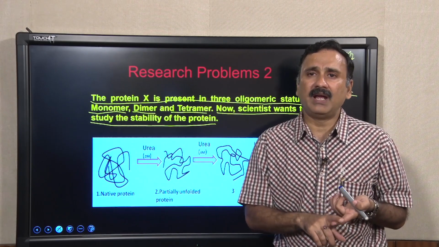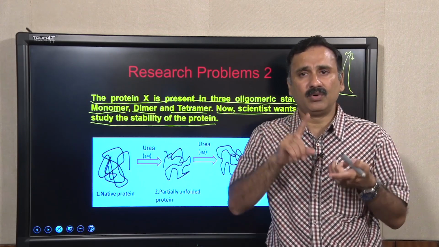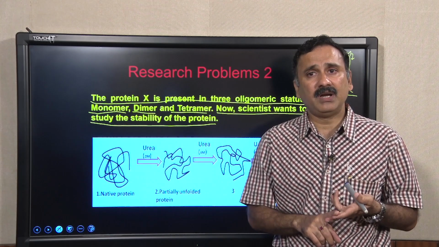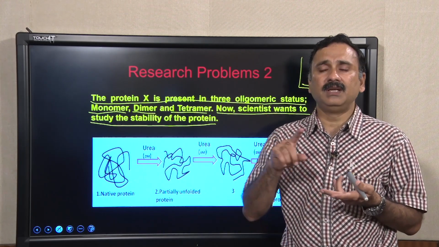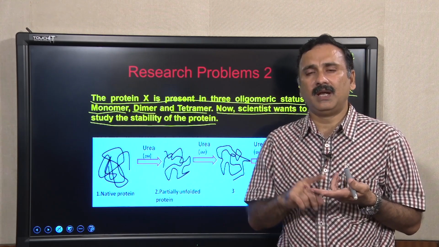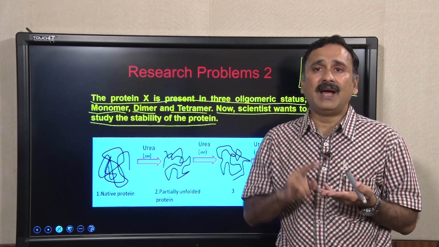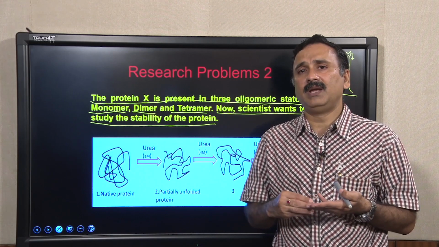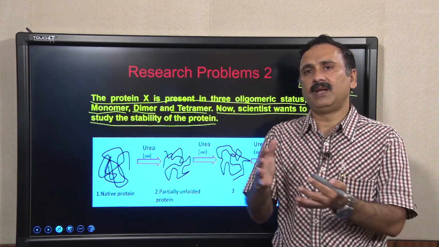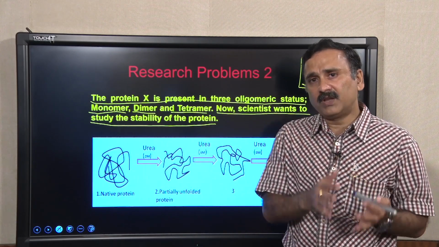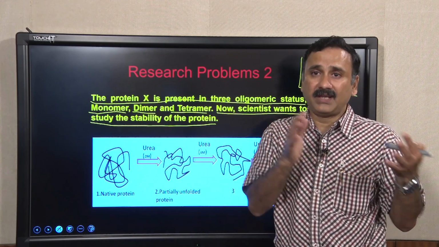For example, you can have the stability of a protein against protease treatment, you can have the stability of a protein against denaturation conditions such as urea, GdmCl and other conditions, and you can have the stability of a protein against thermal denaturation. For example, you can incubate the protein at different temperatures, irrespective of the conditions except the protease.